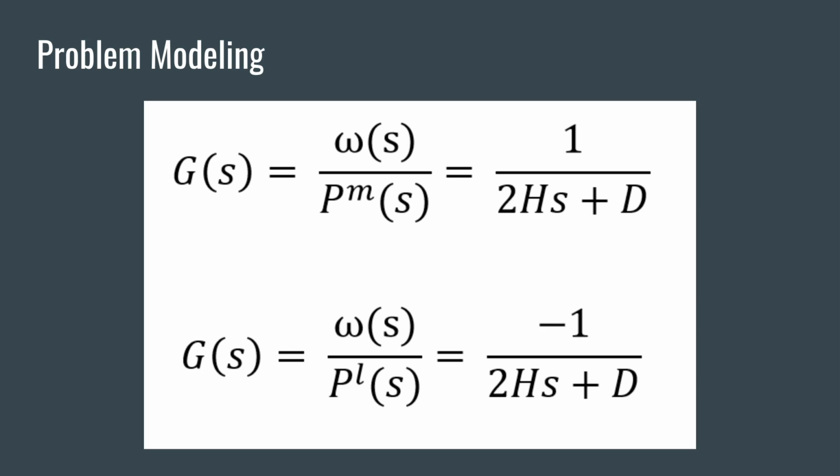Both of those constants are essentially physical properties of the machine and are subject to change with different systems and generators. Reasonable values for H are between 4 and 10, and the reasonable values for D are between 0 and 5. The transfer function for this system is shown on the screen, with frequency over mechanical power equaling 1 over 2 times H times S plus D. The transfer function for the load is similar, here shown as omega of S over P of S equals negative 1 over 2H times S plus D. We can then use this function to further analyze the system's stability.